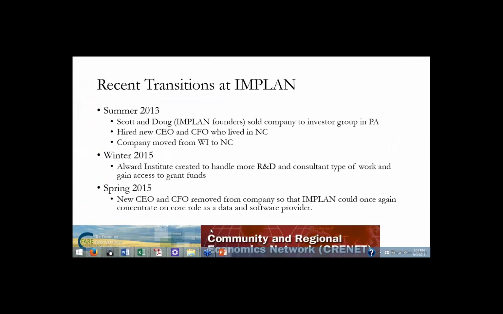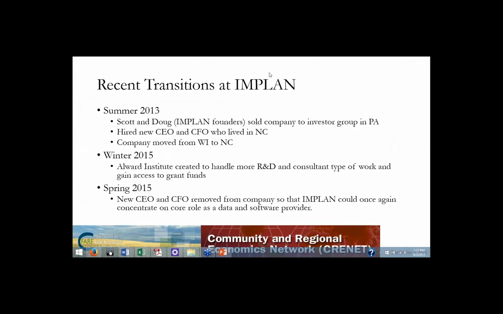So Greg will of course talk a lot more about that when he speaks after me, so I'll let him give you all the details on that. But that kind of spun off, so Greg Allward founded that and took some of the former IMPLAN employees with him, so he can speak on that some more.